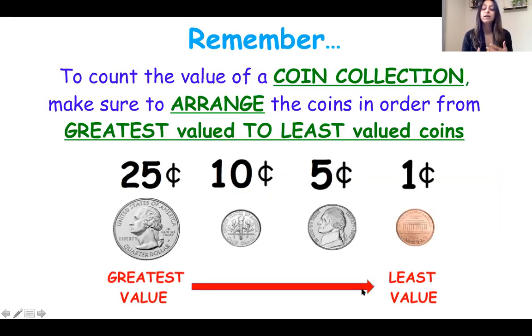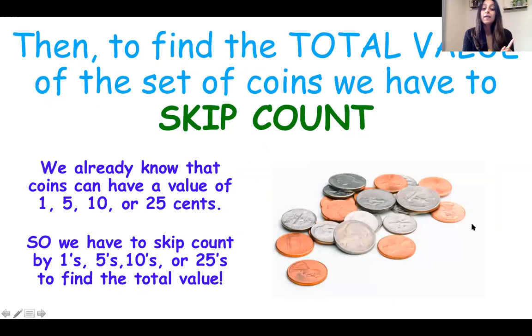Remember, when we're counting the value of a coin collection, we have to make sure we arrange the coins in order from greatest valued coins to least valued coins. So all the quarters we would have to put first because they're worth 25 cents, then the dimes would come next because they're worth 10 cents, then the nickels would come next because they're worth 5 cents, and then the pennies would come last because they're worth 1 cent. Then, in order to find the total value of those coins, we have to skip count by either ones, fives, tens, or 25s, depending on what type of coin we're counting.